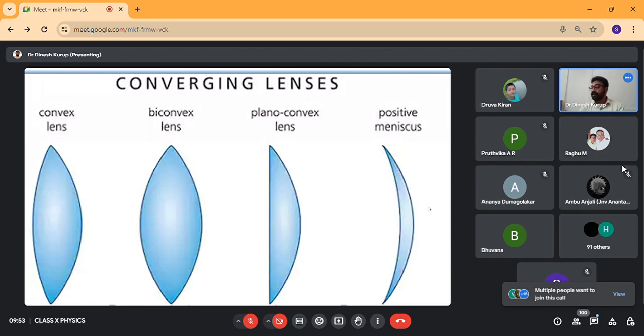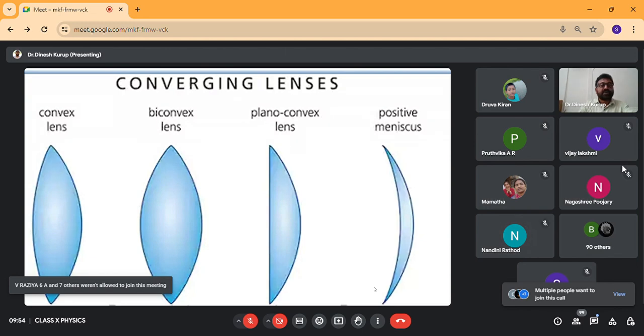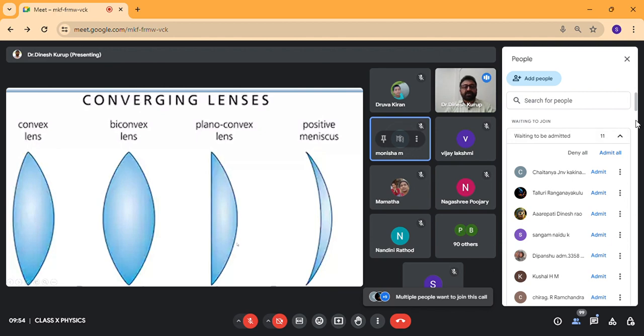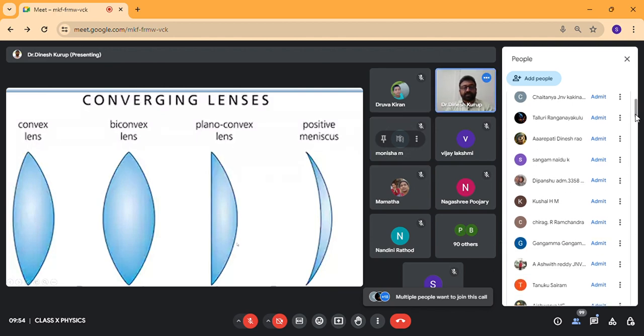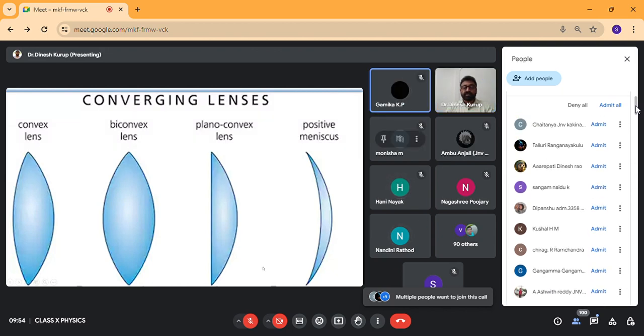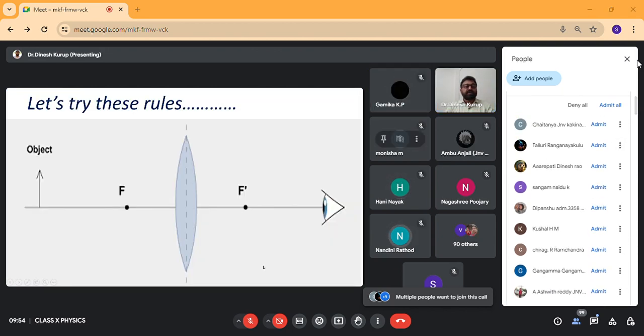What do you mean by the word converging? Sir, it will focus all the light rays to a point. Okay, it will converge all the light rays. Focusing all these light rays to a particular point, isn't it? Yes, sir. Okay.